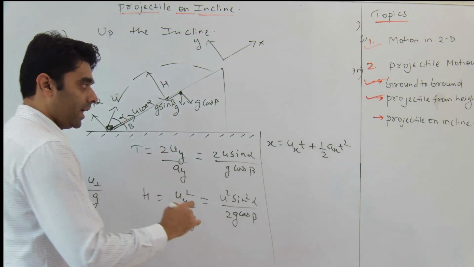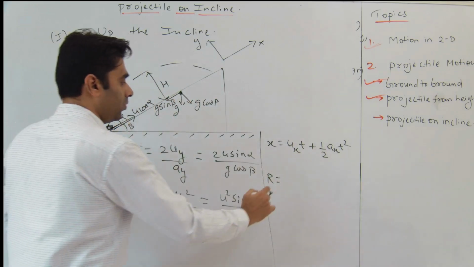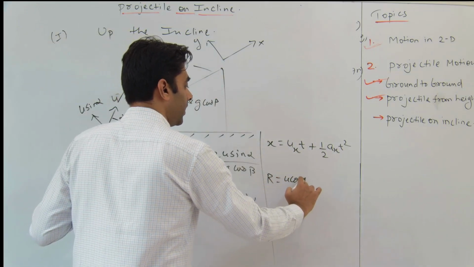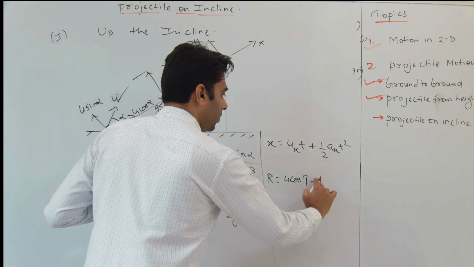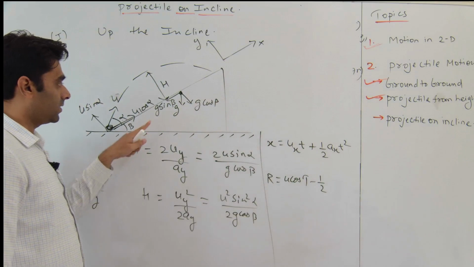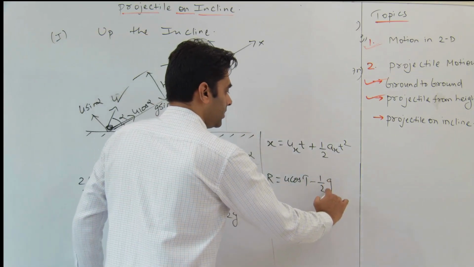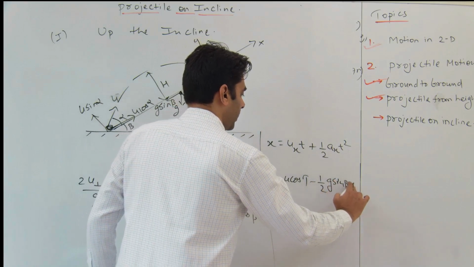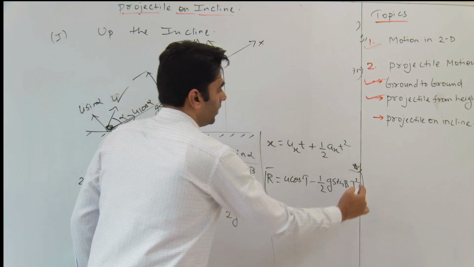Now for range, I can write range R equals ux, that is u cos alpha, into time, which is the time of flight, minus half the acceleration in x. How much is our acceleration in x? g sin beta. So minus half g sin beta into capital T square. Using this, we can find out our range also, right?